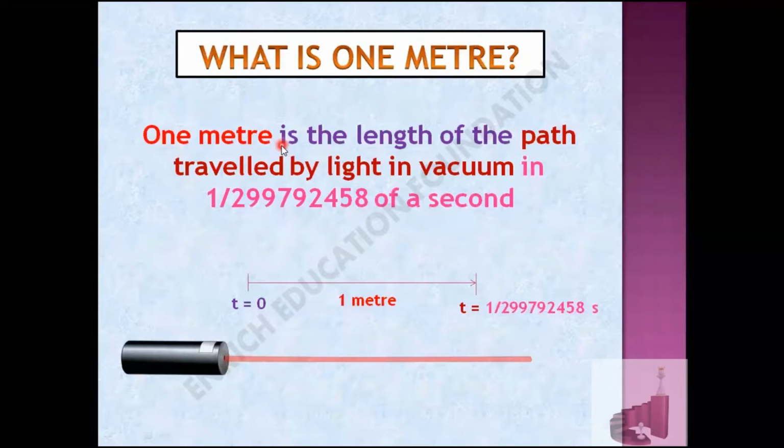So what is 1 meter? It is the length of the path traveled by light in vacuum in 1 by 299,792,458 of a second. I hope you understood the meaning. Suppose light is coming out of a source placed in vacuum, from the starting point, that is t equal to 0, till a fraction of a second. The distance covered by light is noted, and this distance is called 1 meter.